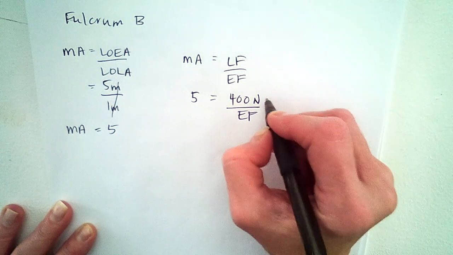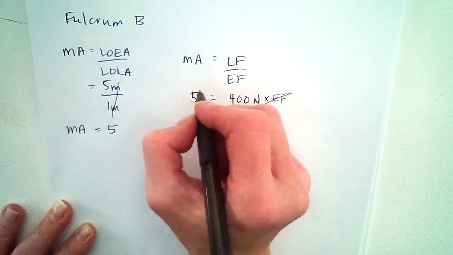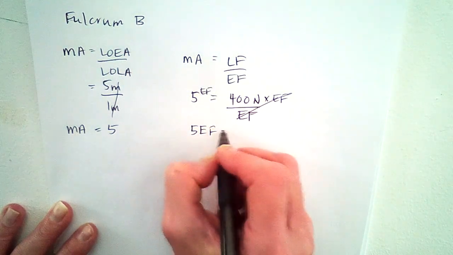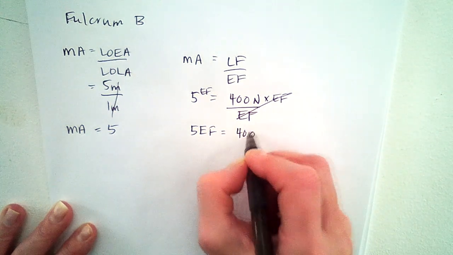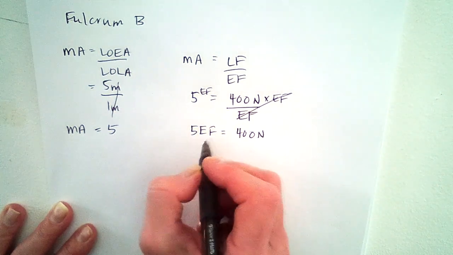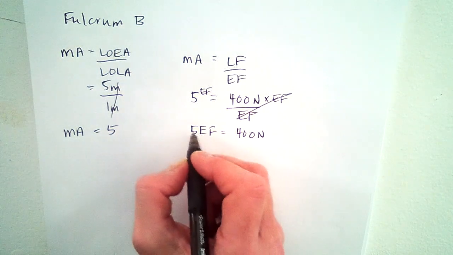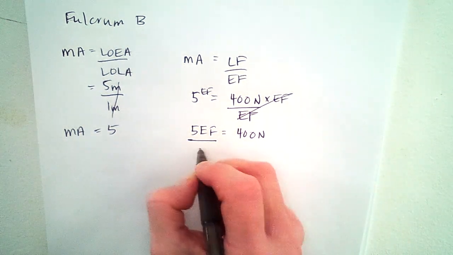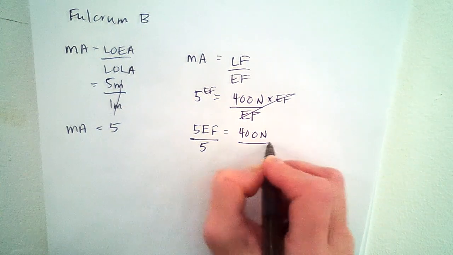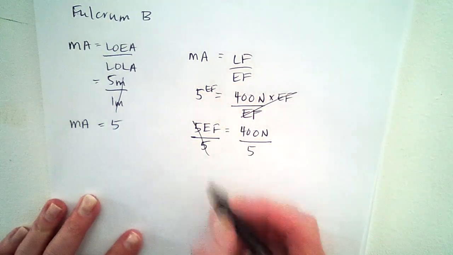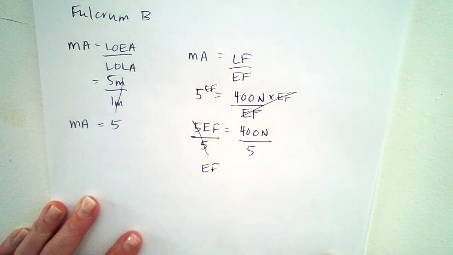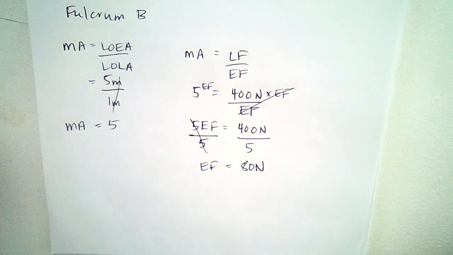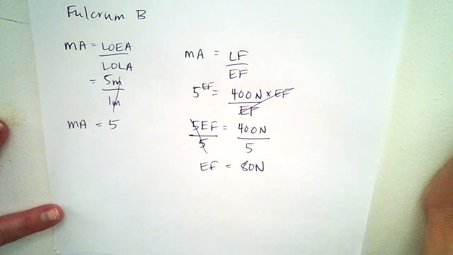I'm going to do the same thing as above. I'm going to multiply each side by effort force. It cancels out on that side. And so then I get that 5 times effort force equals 400 newtons. What do I need to do? Well, I only want to know what 1 effort force is. So I'm going to do the opposite operation. So 5 times effort force, the opposite of that is divide by 5. So 400 divided by 5, these cancel out, and I get an effort force of 80 newtons.